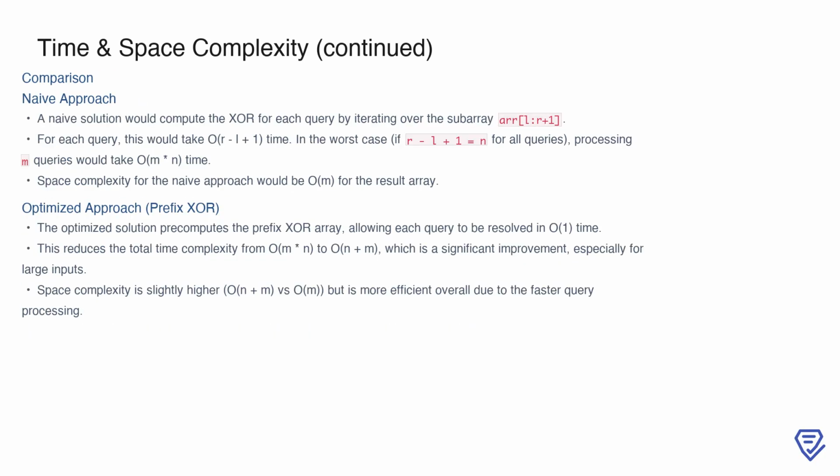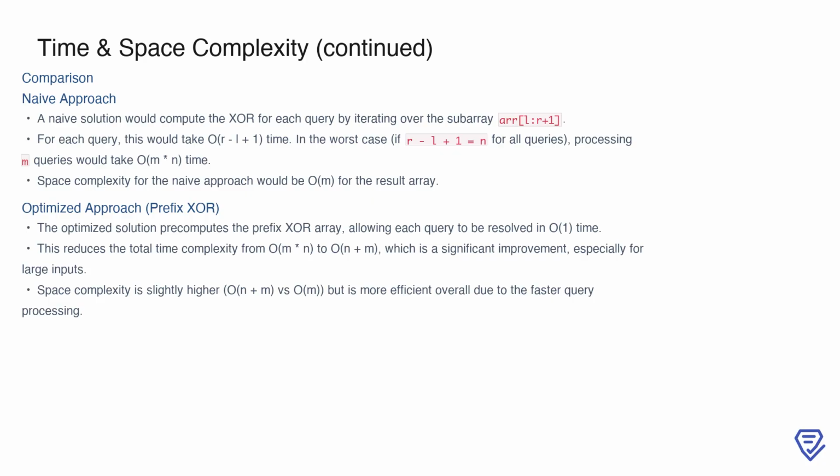When comparing the optimized approach to the naive approach, the improvements become clear. A naive solution would calculate the XOR for each query by iterating over the subarray ARR[L to R plus 1]. This requires O(R minus L plus 1) time per query. In the worst case, where the subarray length equals n for all queries, processing m queries would take O(m*n) time. The space complexity would be O(m) to store the results.